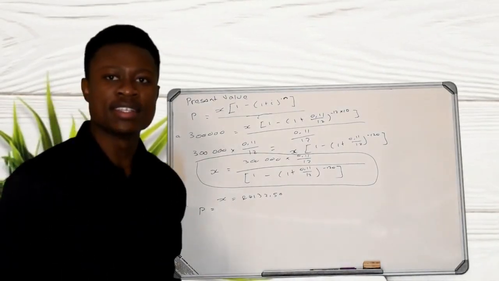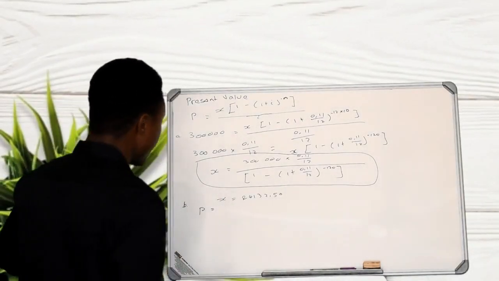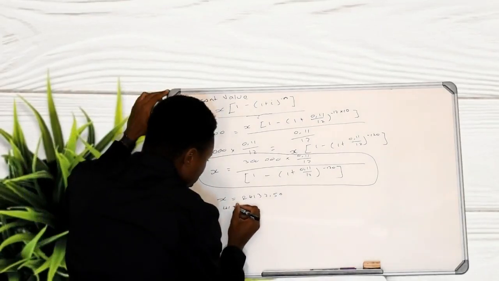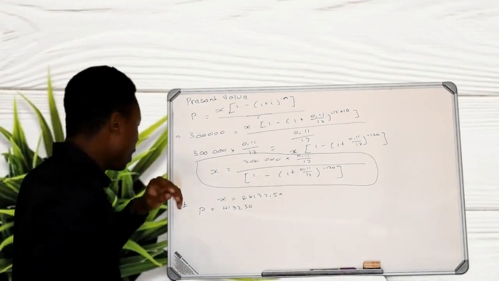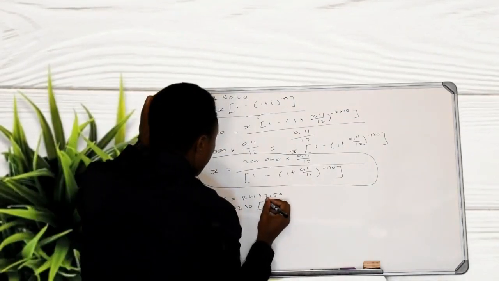Do we know what x is? Yes, we do. We know what x is. That's what we just calculated above. It's 4132.50. Right? So now we have that, right? What's the next thing in our formula?